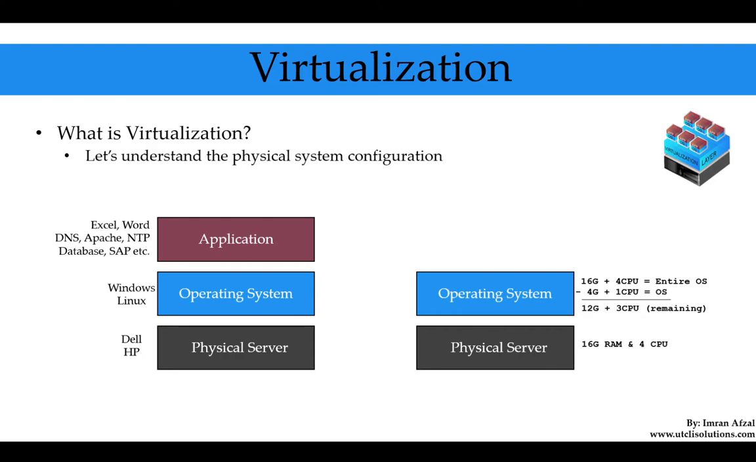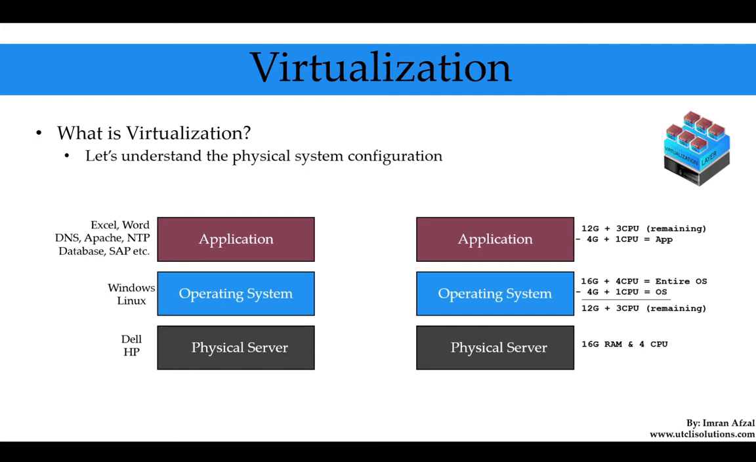So now, of course, we have the operating system ready. The next step is to install and configure the application. That application requires another 4 gig of RAM and 1 CPU. With our remaining resources of 12 gig of RAM and 3 CPUs, what do we have left? We have 8 gig of RAM and 2 CPUs remaining, and those are underutilized.